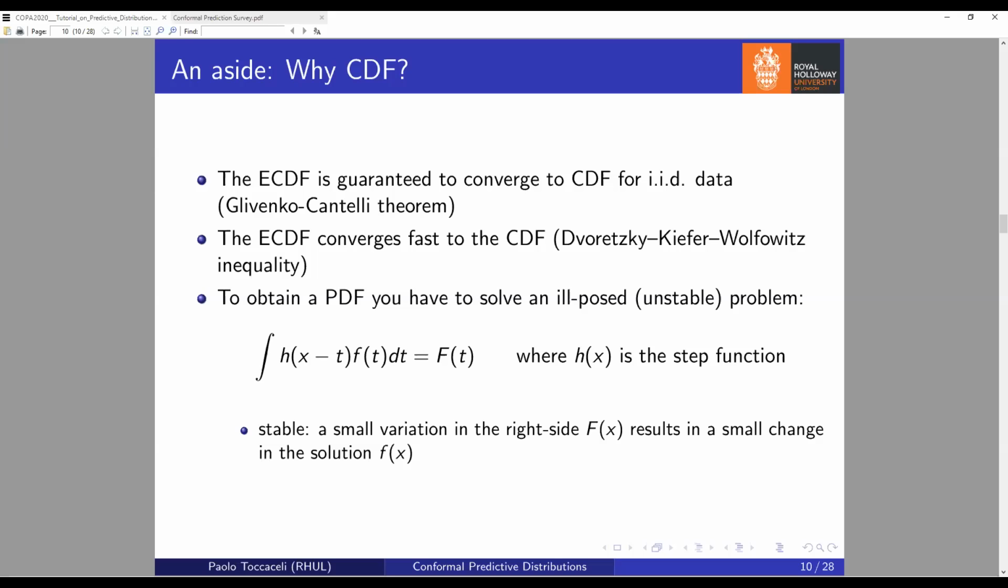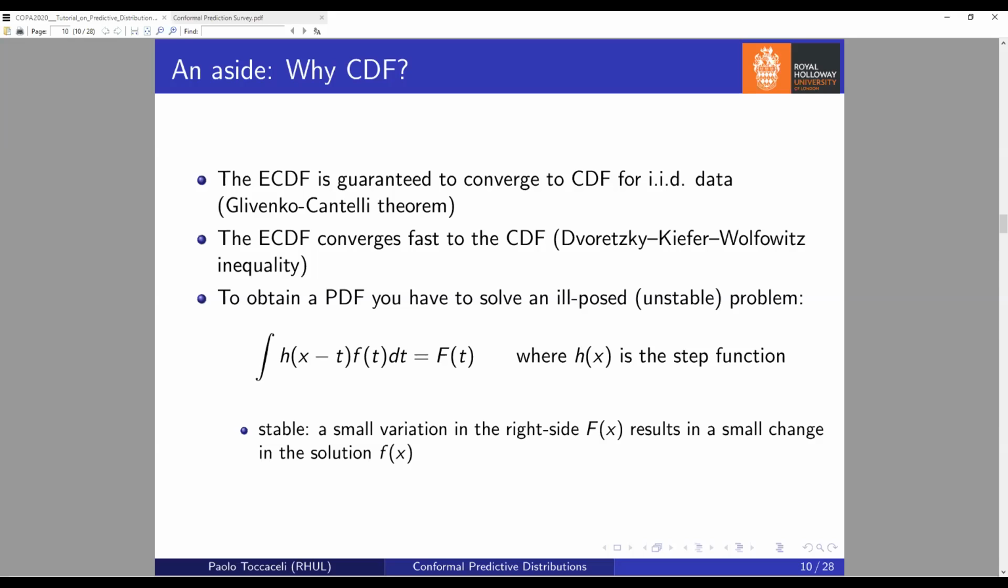And then there's the other fact that the ECDF, the empirical cumulative distribution function that we can obtain from data, converges fast, because the only thing that we see from reality is data. We are not seeing distributions. The ECDF converges fast to the cumulative distribution function, and this is ensured by the Dvoretzky-Kiefer-Wolfowitz inequality.